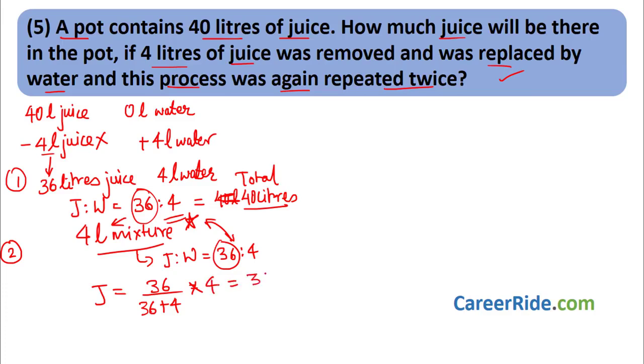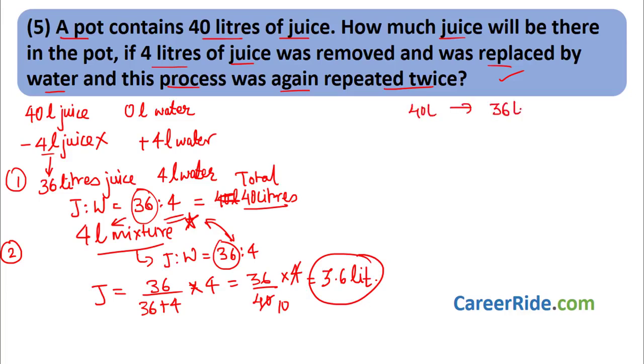What do we get? 36 upon 40 multiplied by 4, 3.6 liters of juice was removed. If 3.6 liters was juice, water was 0.4 liters, correct? So juice removed right now was 3.6 liters. Initially 40 liters of juice was there, then you removed 4 liters of juice and you got 36 liters of juice.